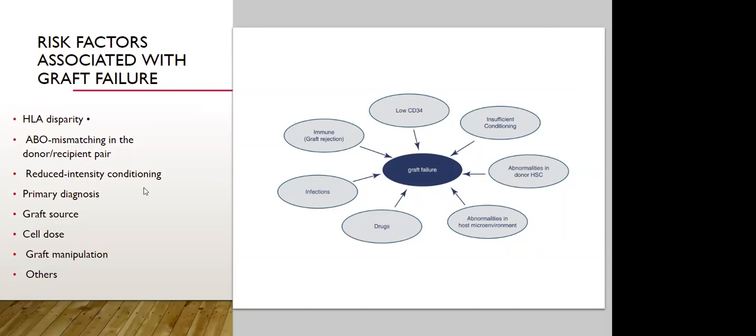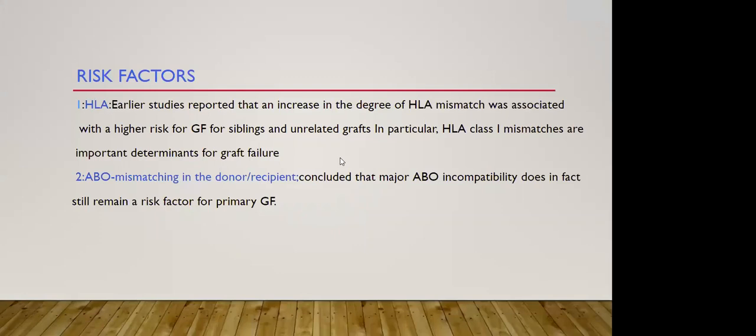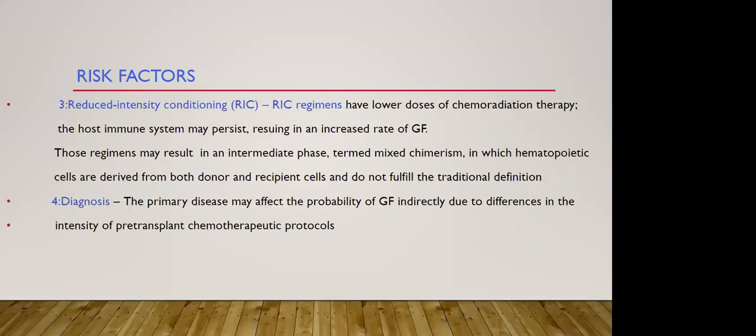So we'll go and see them one by one. First, HLA. HLA mismatch was associated with a high risk of graft failure. HLA class is important to determine graft failure. For ABO mismatch between donor and recipient, it was concluded that major ABO incompatibility does not remain a risk factor for primary graft failure.